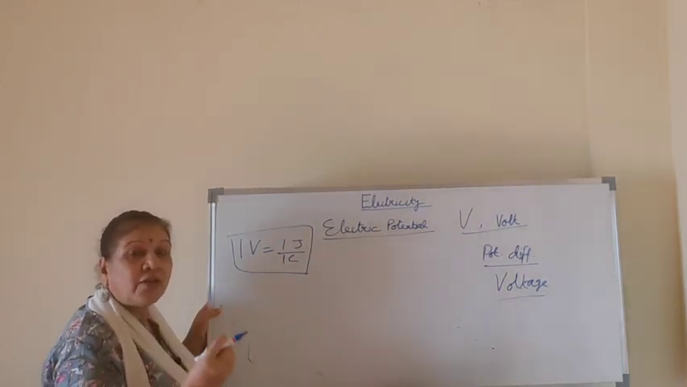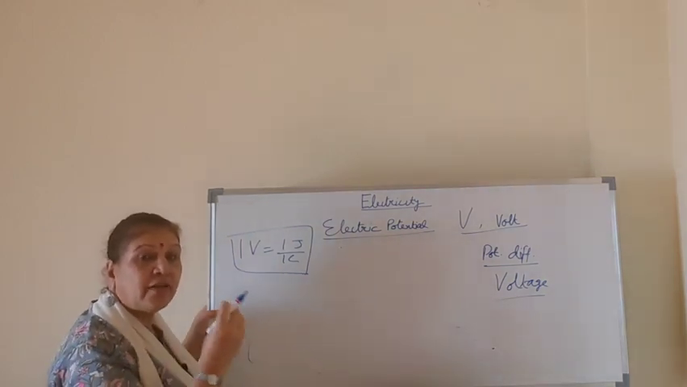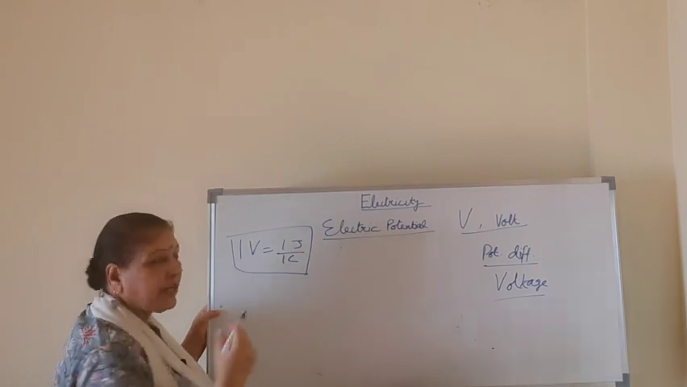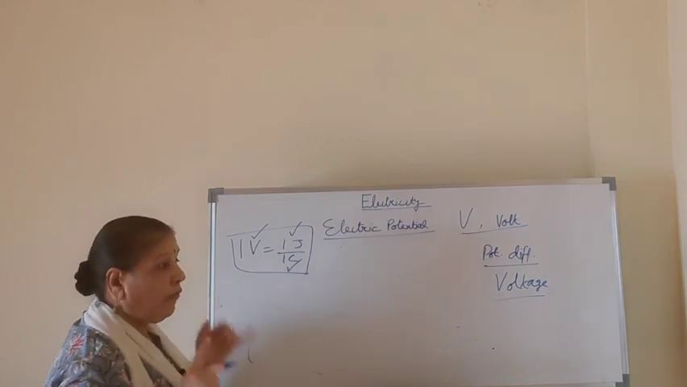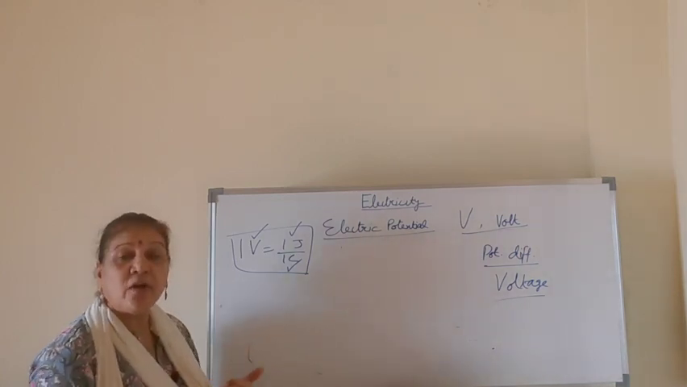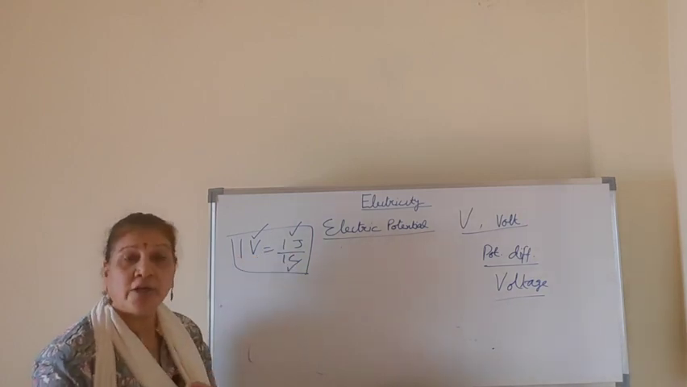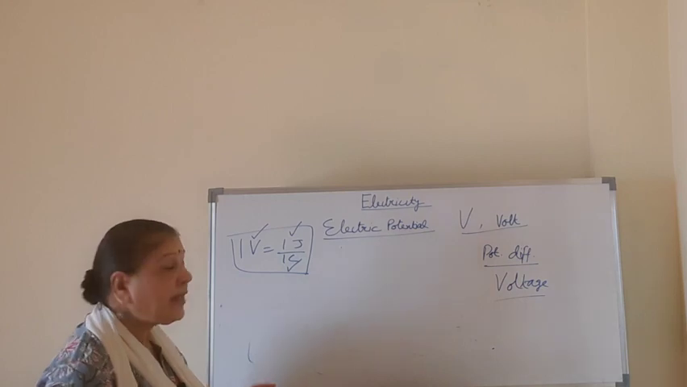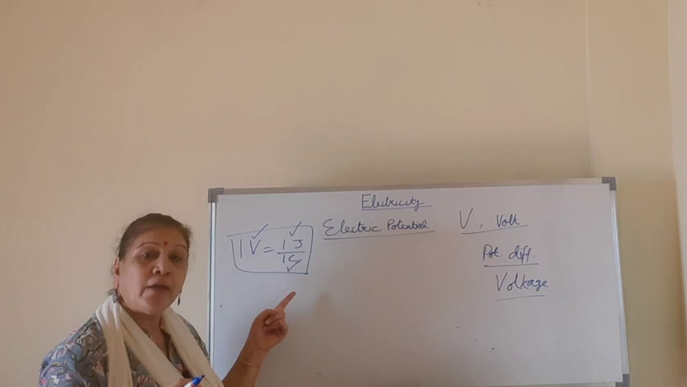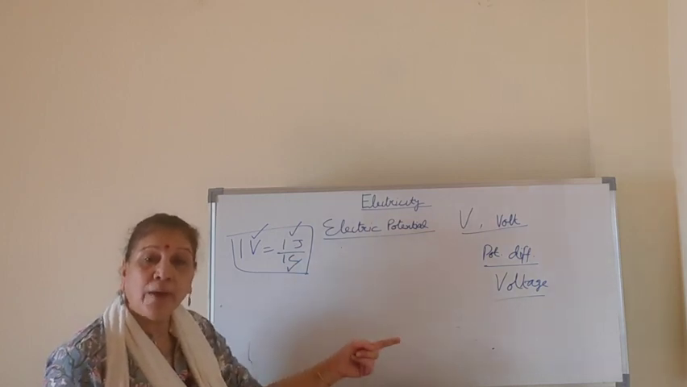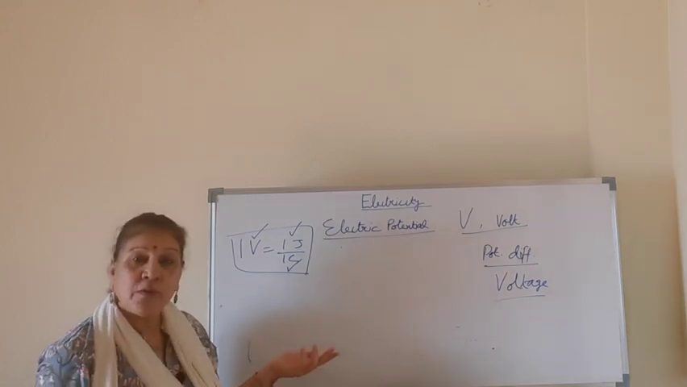Or when 1 joule of work is done to bring 1 coulomb of charge from one point to the other, then the work done is called electric potential. Only thing, you have to include in your definition all three physical quantities: the voltage or electric potential difference, the work done, and the charge. So I am once again repeating it. When 1 joule of work is done to bring a unit positive charge from one point to the other, the electric potential is said to be 1 volt, measured by a voltmeter.